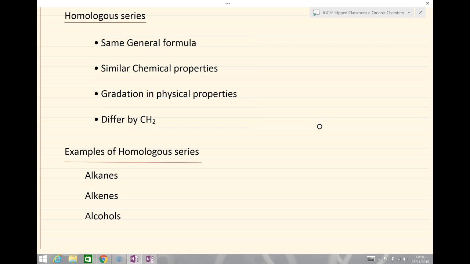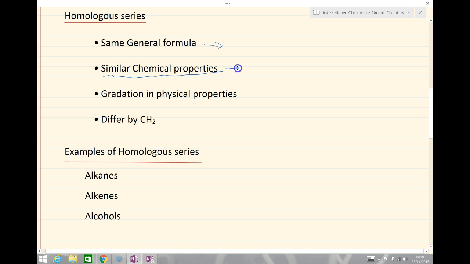So, first of all, what is a homologous series? Well, a homologous series is a group of compounds that firstly have the same general formula. They have similar chemical properties. They have a gradation in physical properties, and they differ by CH2. So let's just have a quick look at a couple of these things.